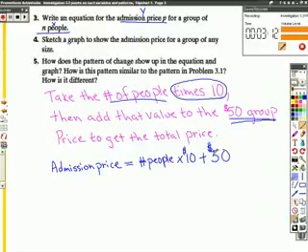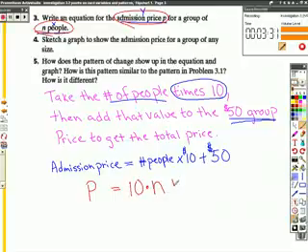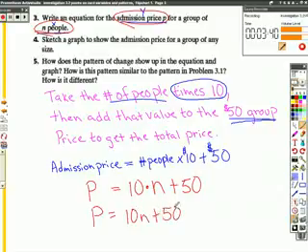Now that's the start of it. Now, they want us to say admission price is P, so P equals, and the number of people is N. So P equals 10 times N plus 50, or P equals 10N plus 50. All right, and so now we have our equation done.